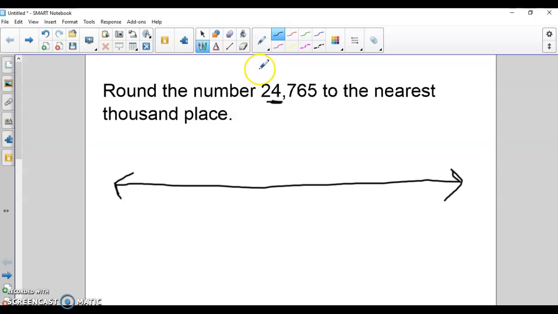So our number is going to be either between 24,000 or the next 1,000, which is 25,000. So that's going to be our 2 points on our number line, since we are rounding to the nearest thousands place. So this is going to be labeled 24,000, and this is going to be labeled 25,000.